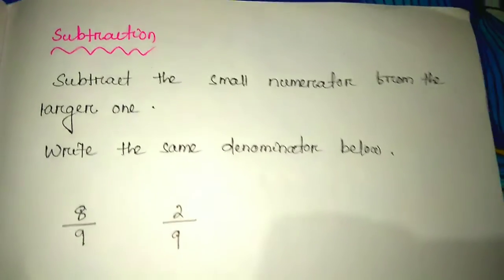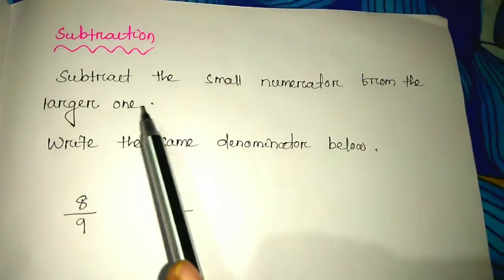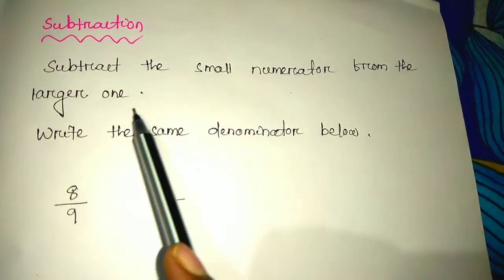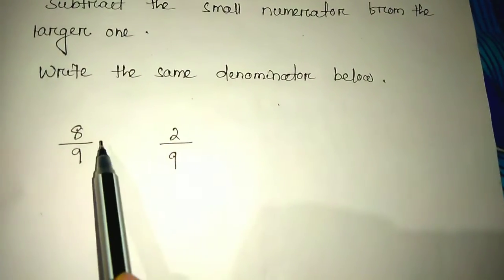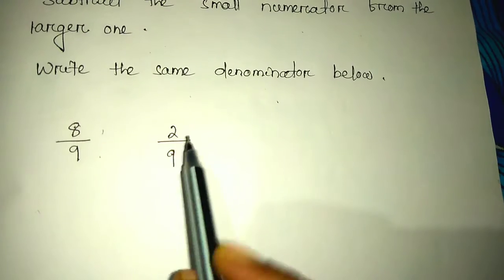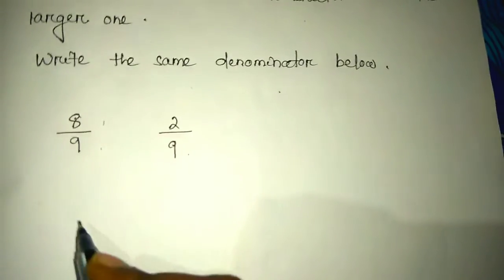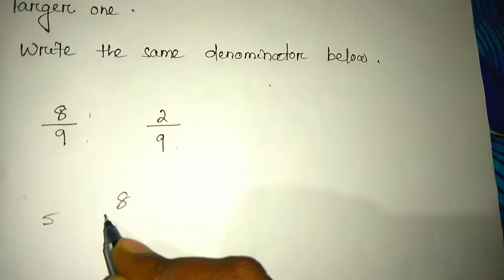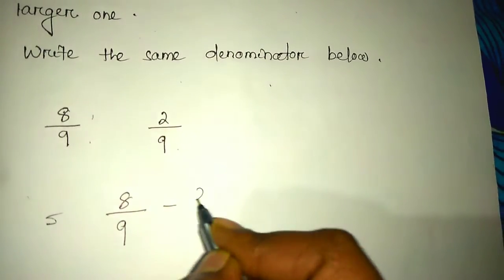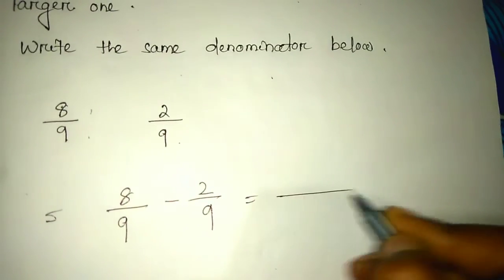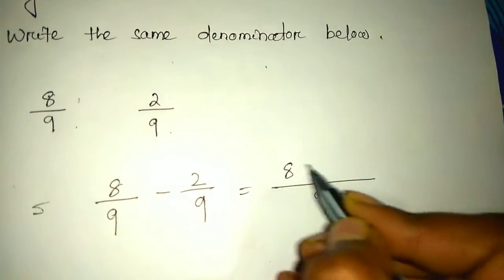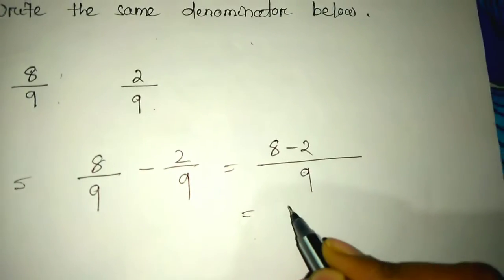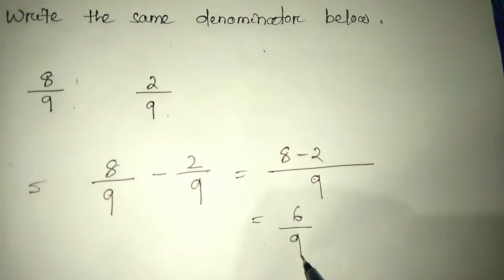Then we have to do the subtraction of like fractions. The rule is subtract the smaller numerator from the larger one and write the same denominator below. Here we have to subtract 2 by 9 from 8 by 9. So write it as 8 by 9 minus 2 by 9. Write the denominator 9 below. Then 8 minus 2 is equal to 6 by 9.